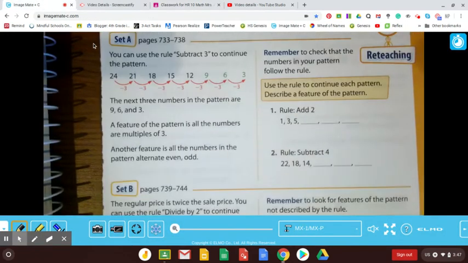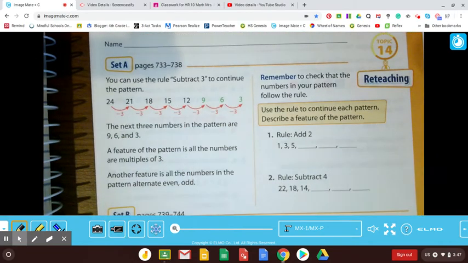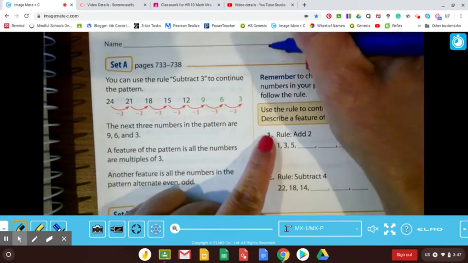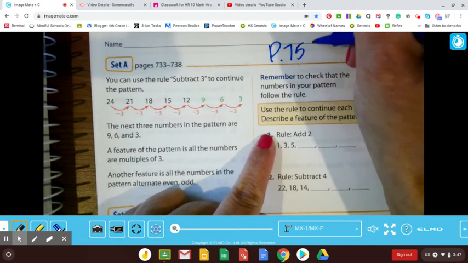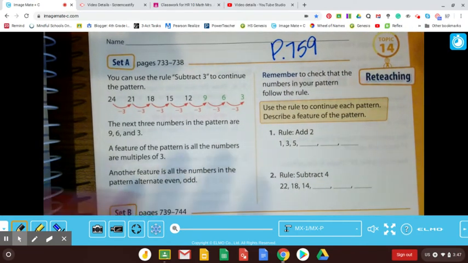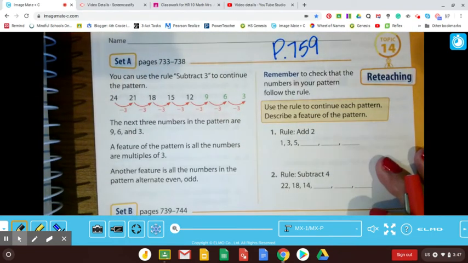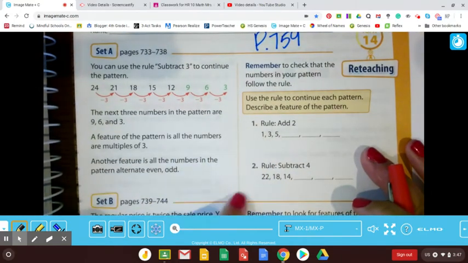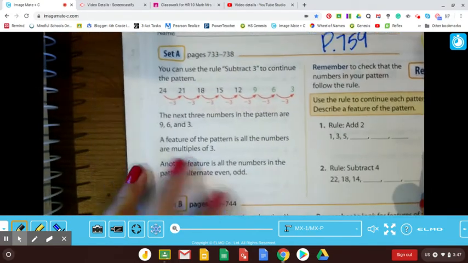All right, so you are going to have out this page. Again, it is page 759. It is the reteaching page. And what I love about the reteaching pages is that alongside the left-hand side, it's all review, and then on the right-hand side, it's some practice problems. So we're going to do both.